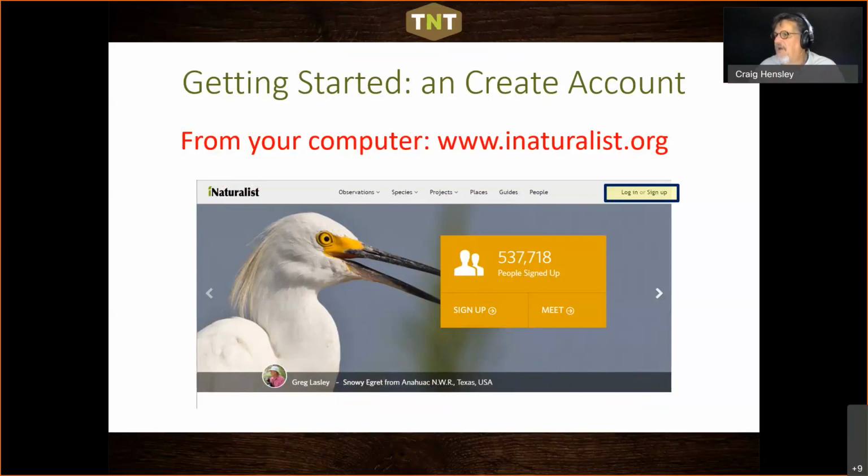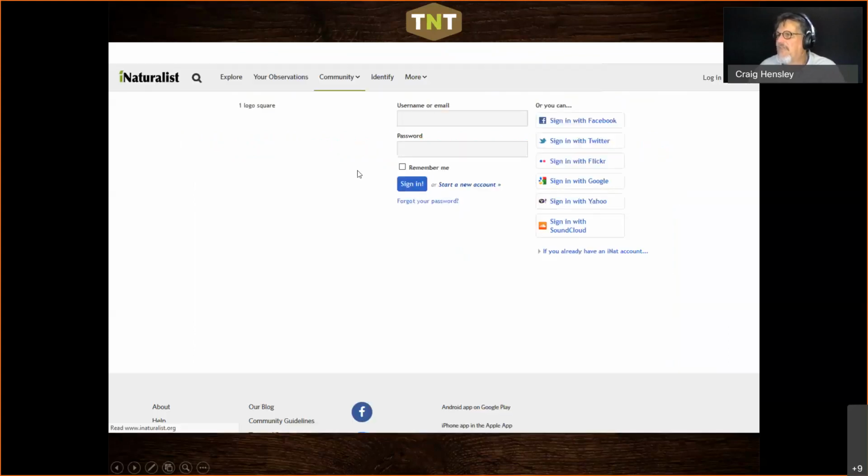So if you're on your computer and you type in www.inaturalist.org, it's going to take you to a page that looks similar to this, unless you're already logged in. You can either log in or sign up by clicking up here on one of those two choices. If you're going to log in, you're going to put in your username and your password, and then hit sign in, and you're ready to go. If you haven't done that before and you want to start a new account, obviously you would select that tab right there to get you started with the process.